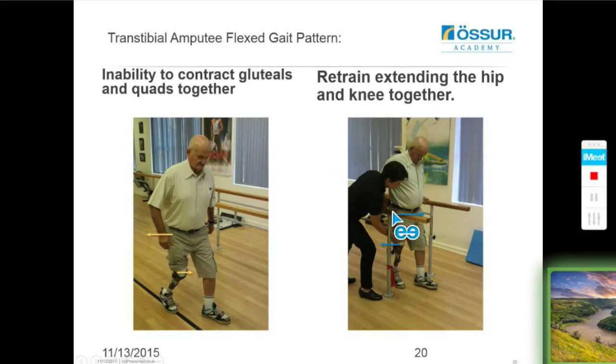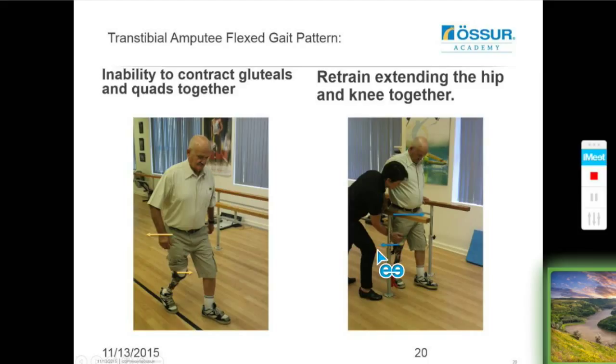So what we need to do is retrain extension of the hip joint and knee joint together. We need to have a synergy between the gluteals and the quadriceps to produce extension of the hip and extension of the knee as the amputee pushes himself over the prosthesis. So you can see here the pelvis or the hip joint is high and anterior, and he's pushing in an anterior direction with his gluteal, and with his quadriceps he's pushing in a posterior direction.